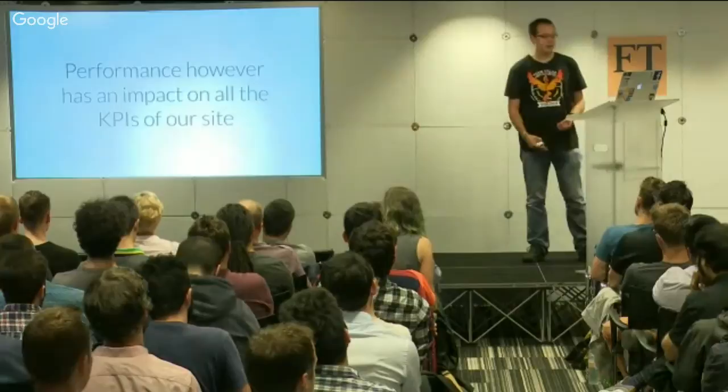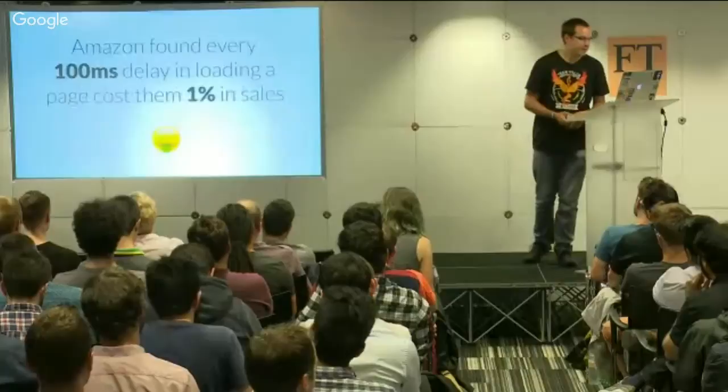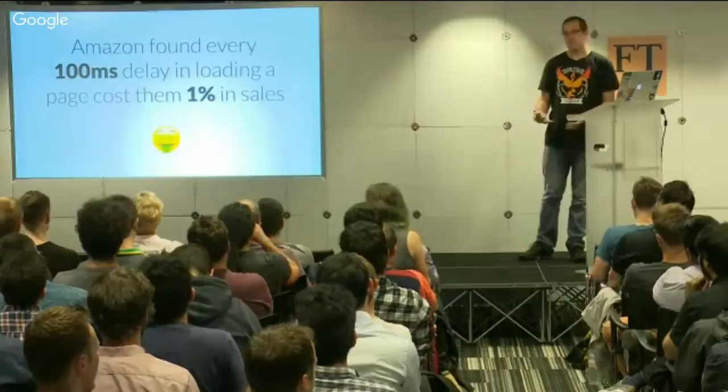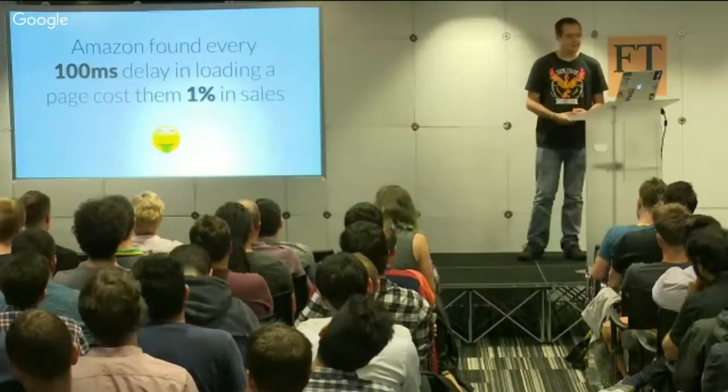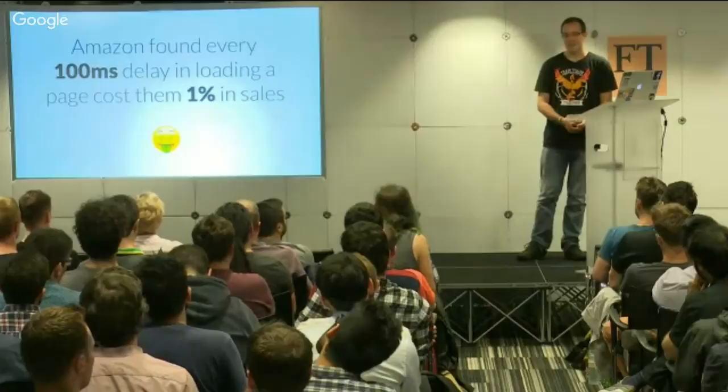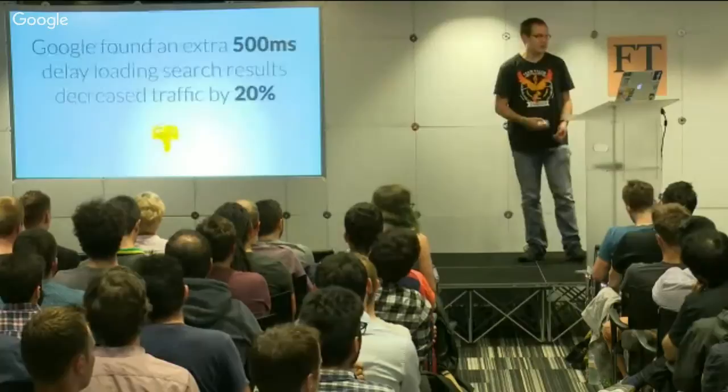This is reflected in studies carried out by some big brands. Amazon found a 100 millisecond delay in loading a page cost them 1% in sales. I want to put that in perspective for you. In 2014, Amazon revenue totaled $89 billion. So 1% of their revenue would be $900 million. That's a big amount of money that they would lose if their site was slower.